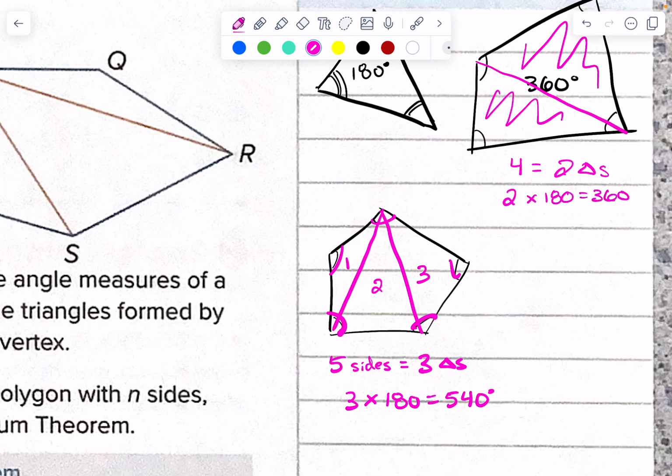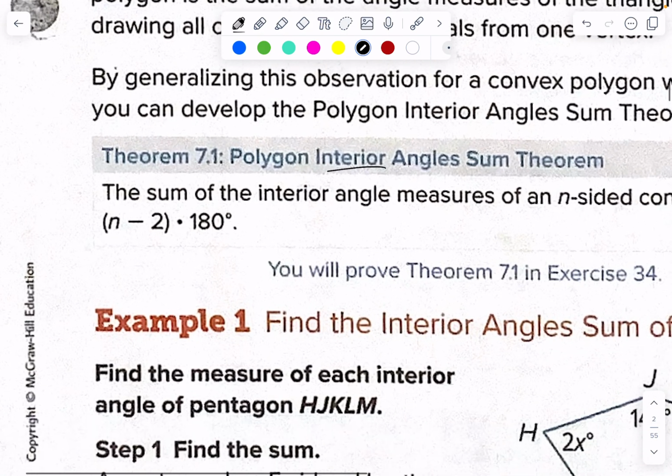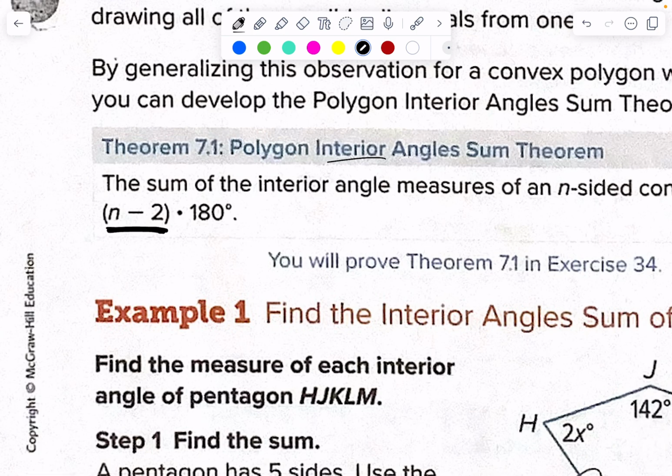I could do the same thing with a 6-sided figure, 7-sided figure, 8-sided figure, whatever. The rule is that however many sides I have, I subtract 2, and that's how many triangles I have. 4 minus 2 is 2 triangles. So the number of triangles that it gives me is n minus 2. I subtract 2, and then I just take that times 180, and that will tell me how many degrees I have inside of the figure.